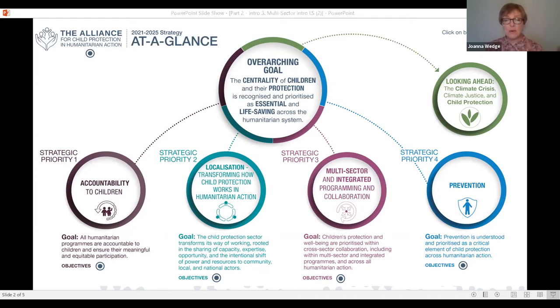But obviously at this point, as we're just launching the strategy, we're interested in hearing about where you think our sights should be set in order to really have change over the next 5 years and find children in a different position when they're in humanitarian settings. So let's be bold. We have a bold goal, both at the overarching level and within the strategy. So, calling on you to step up and to step in during these conversations to push us to really achieve this goal over the next 5 years.